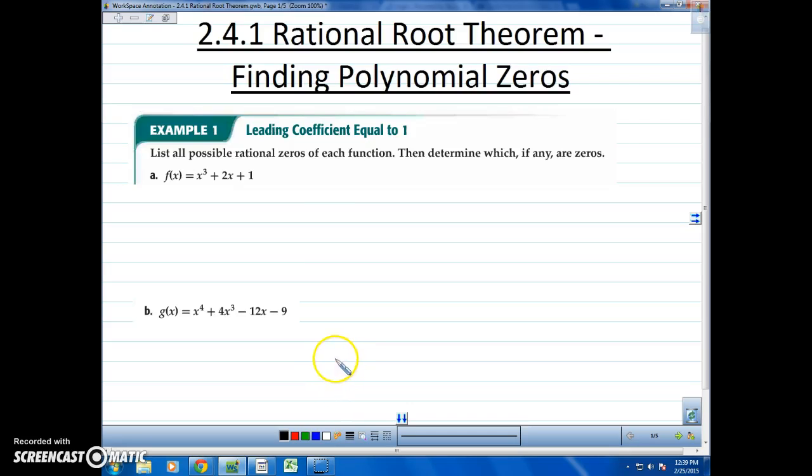Hey guys, today's lesson is going to be on the rational root theorem. It's section 4 of chapter 2, and we're going to be using this rational root theorem to discover zeros of polynomials. Anytime that you have a polynomial, you can discover all the possible rational zeros by using this rational root theorem. So let's first understand what a rational zero means.